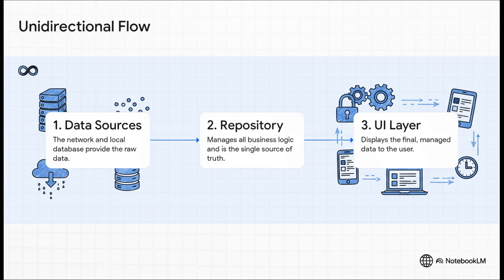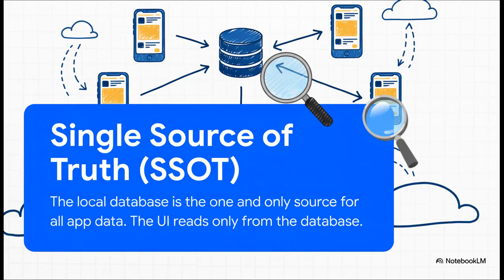It's super predictable. Data comes in from the network or from local storage. It goes through this central hub called a repository that handles all the logic. And then, and only then, does it get shown on the screen, the UI. This one-way system makes everything so much easier to track down and fix when things inevitably break. And this right here, this is the secret sauce.